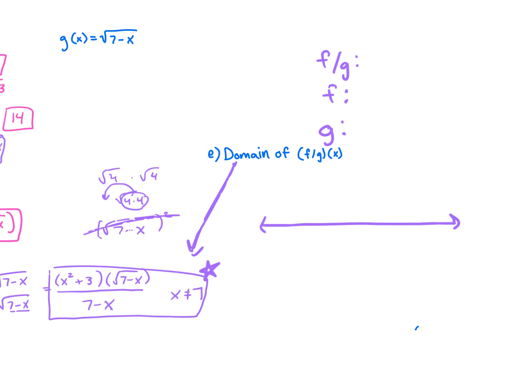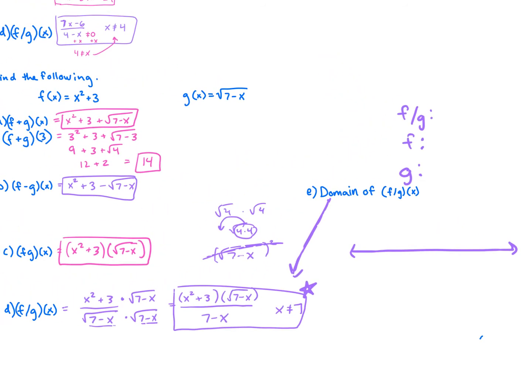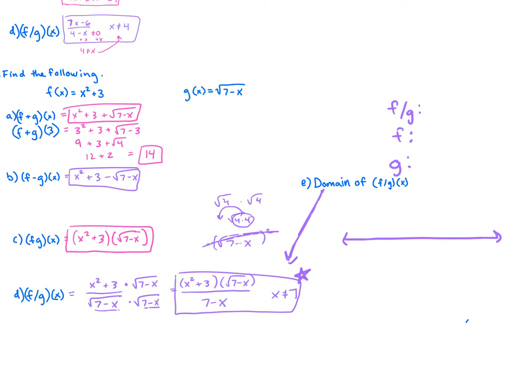So let's do f first. Looking at just f, my function here, is there anything I can't plug in for x? It's all real numbers. So on my number line, that would be all real numbers from negative infinity to infinity. I'm going to label my number line here too, just so you can see.